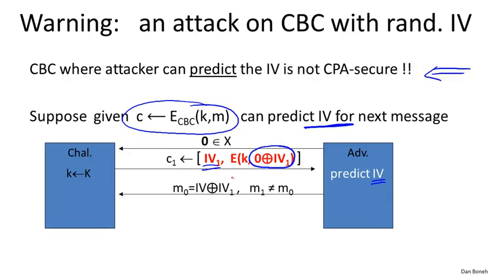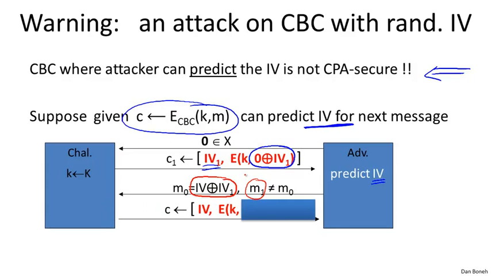Next the adversary is going to issue his semantic security challenge, and the message M0 is going to be the predicted IV XOR IV1, which was used in the encryption of C1. The message M1 is just going to be some other message. It doesn't really matter what it is. Now let's see what happens when the adversary receives the resulting semantic security challenge.